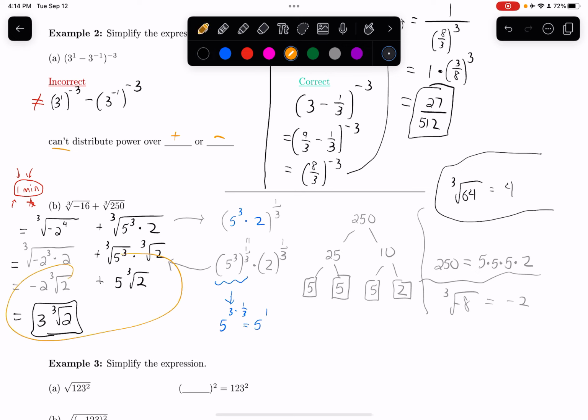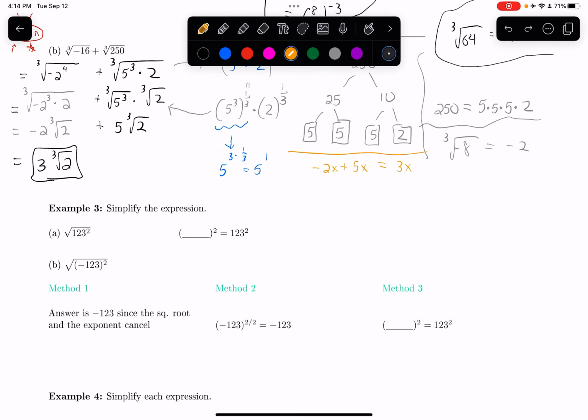So what did I do here in this last step? When I have like terms, it's like if I had negative 2x plus 5x. Overall, if I add them, how many x's do I have? Well, I have 3 of them now, 3x. And that's what I have here. I have 3 of this cube root of 2. Cube root of 2 is like my x.